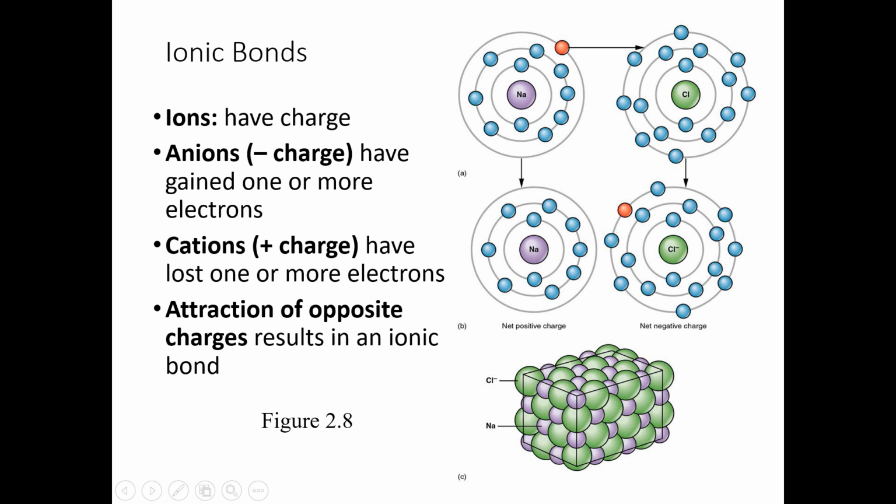Another atom right here accepted an electron, and because before it was neutral, it accepted one negatively charged electron, now it's a negative ion, and we call it an anion. And because in nature opposite charges attract like magnets, the attraction of a positively charged cation and a negatively charged anion causes an ionic bond.